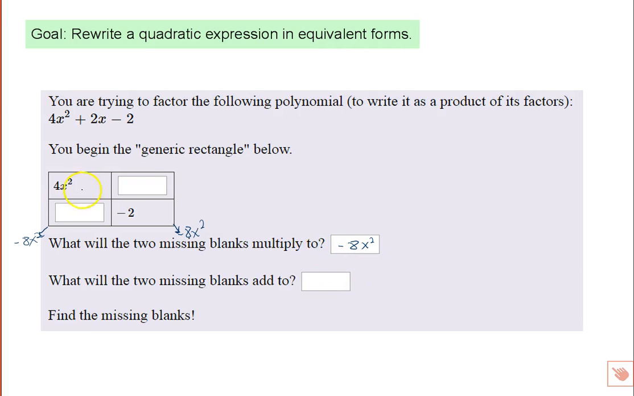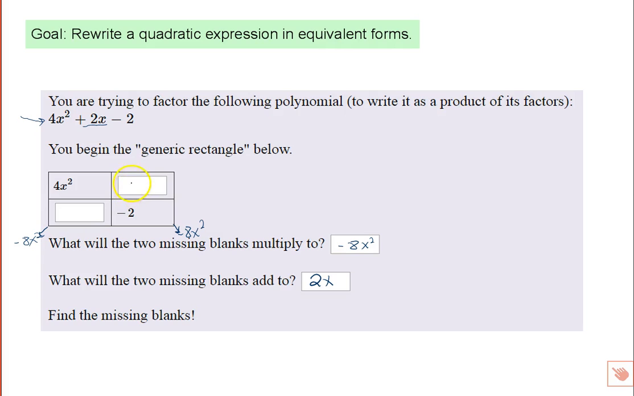And what must they add to? These two missing blanks, if this really is equivalent to my original quadratic up here, I've got the 4x squared and I've got the minus 2, but the 2x is missing. And since this is an expression written as a sum, these two terms must add to 2x. I got that from the middle term here.